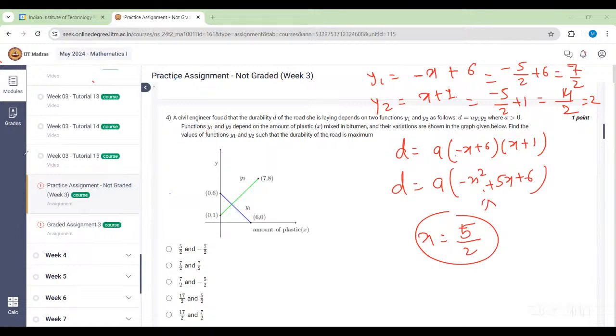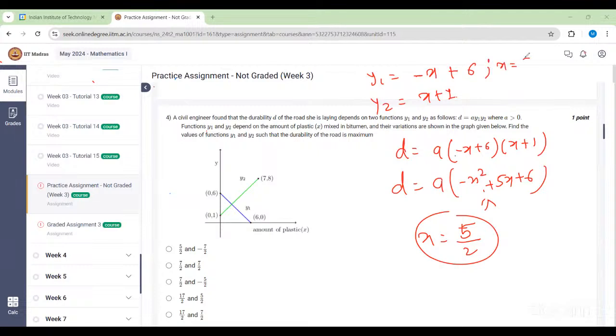Okay, so that's how we have to do it. Just do the calculations. I think 7 by 2 is correct, but the other one is not. 5 by 2 plus 1 will be 7 by 2. So 7 by 2, 7 by 2. Correct.